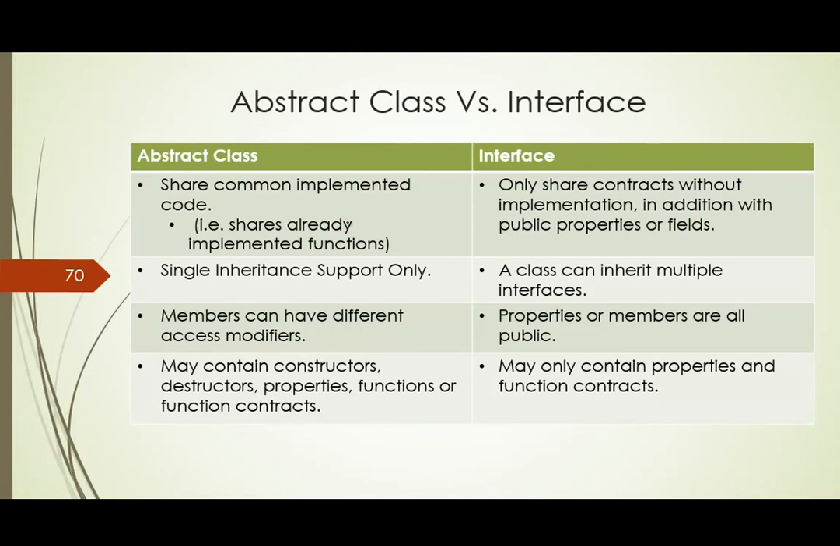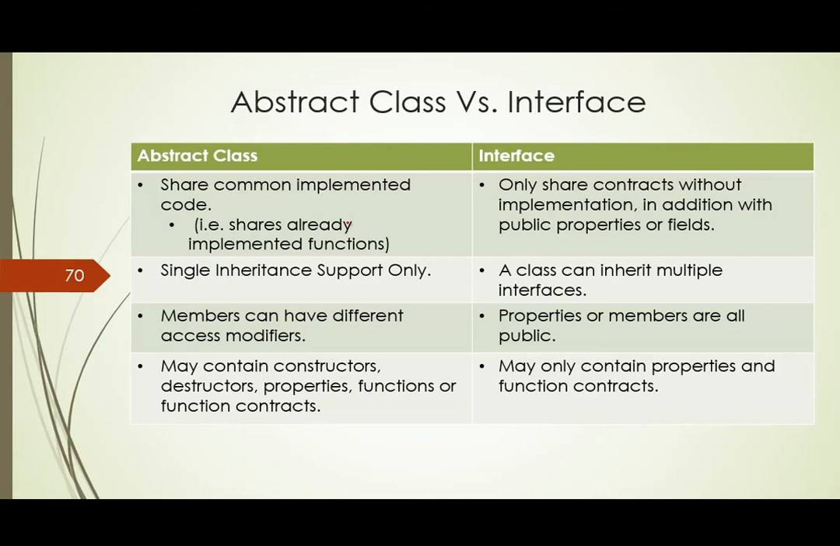So abstract class versus interface is a very interesting thing, and you should know those. These are very important. An abstract class can implement or share common implementation, but on the other hand, an interface couldn't have any implementation. It will only keep properties and the method names. That's it.